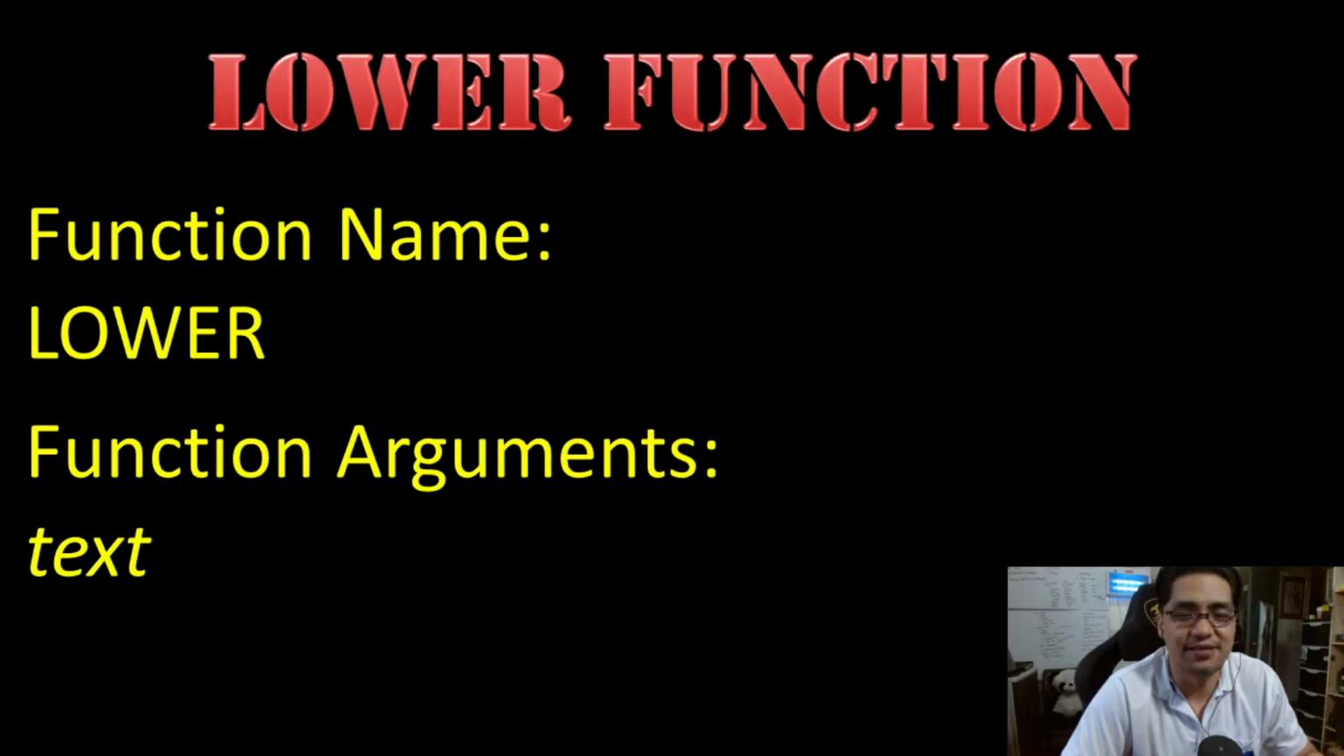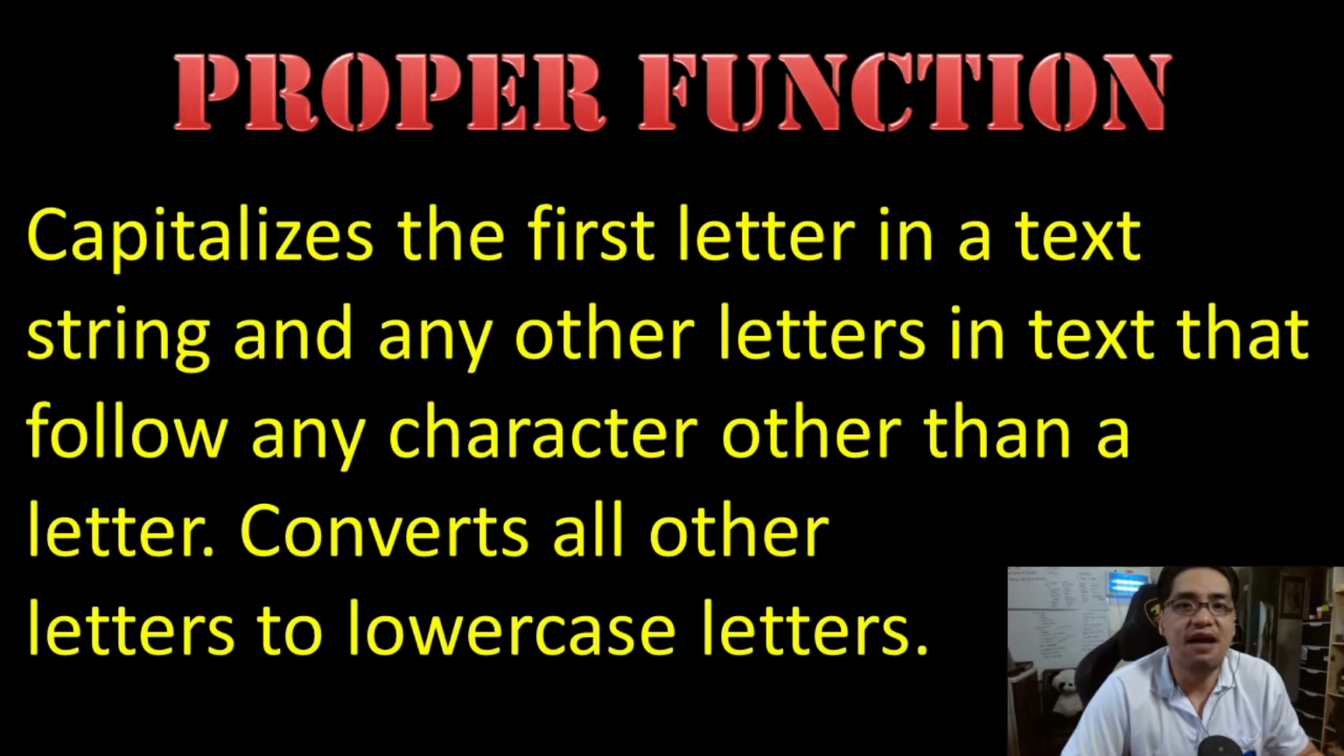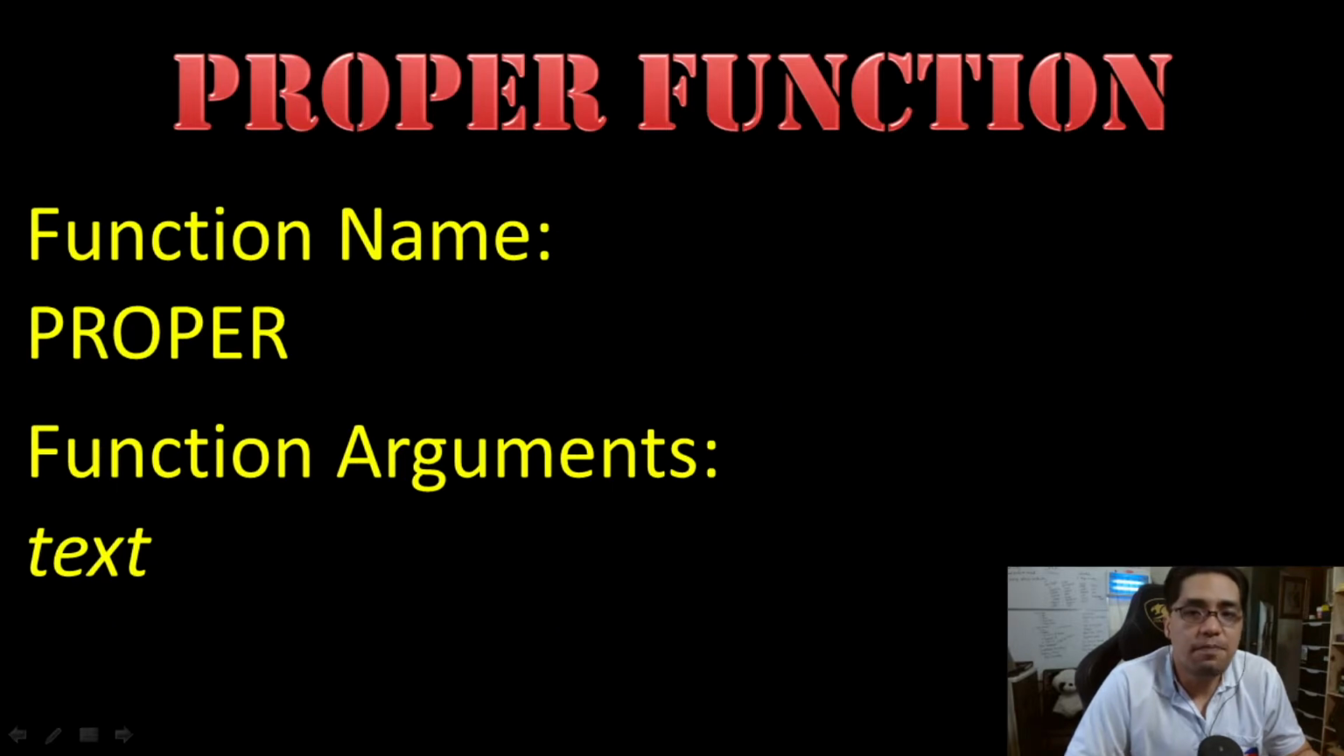And last for this episode, we have the proper function. The proper function from Microsoft Excel's own help document capitalizes the first letter in a text string and any other letters in text that follow any character other than a letter, and converts all other letters to lowercase. And for the proper function, the function name is proper, and for the function arguments, yes, it is still just text.